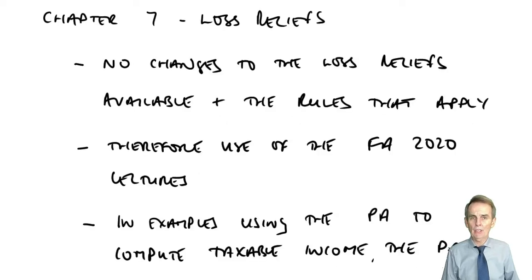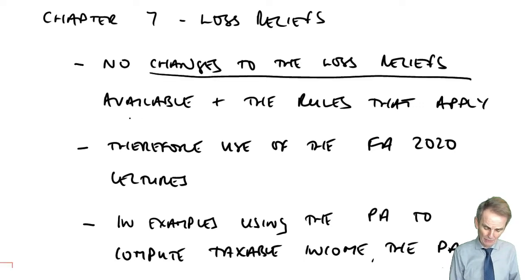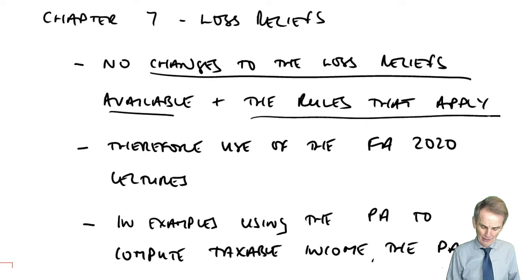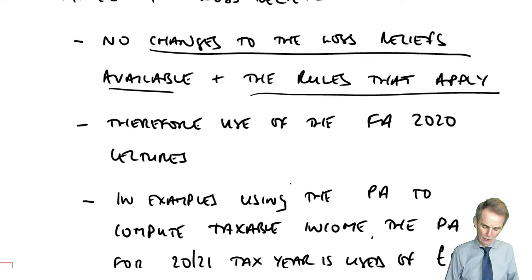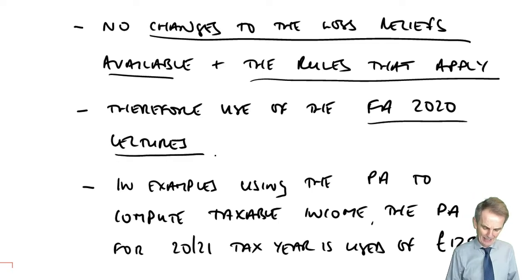Well, as with Chapter 6, what we deal with now in Chapter 7, the rules have not changed in terms of the loss reliefs that are available. And that therefore allows us to use the older lectures, this time only last year, Finance Act 2020, rather than the current Finance Act 2021. So as we said here, no changes to the loss reliefs available and the rules that apply. Now, that's allowed us to be able to recycle. We live in an age of recycling, do we not? It's a good thing to use the Finance Act 2020 lectures.